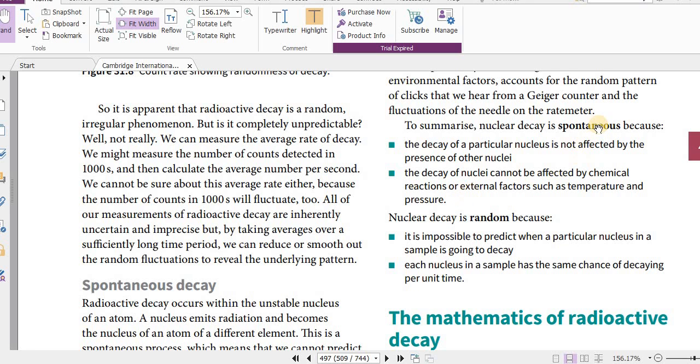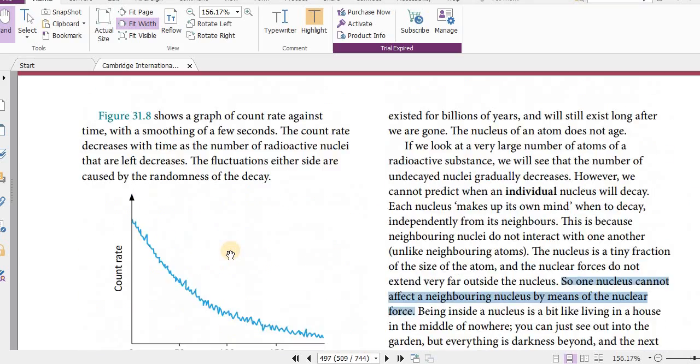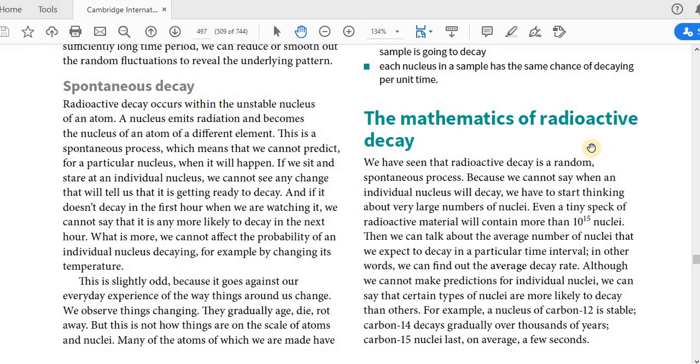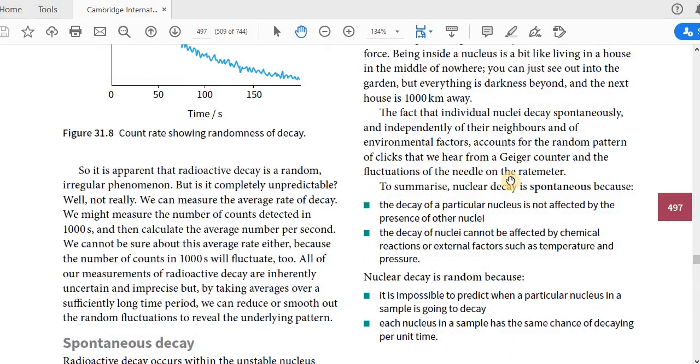Previously we saw spontaneous, so here you can see which is spontaneous because of this. In the exam they can ask you this. They can also ask you what is spontaneous. Then you can write these things down. Then random, why? It is impossible to predict when a particular nucleus in a sample is going to decay. Each nucleus in a sample has the same chance of decaying per unit time. Okay, so we discussed that over here. Alright, mathematics of radioactive decay. We have seen that radioactive decay is a random, spontaneous process.